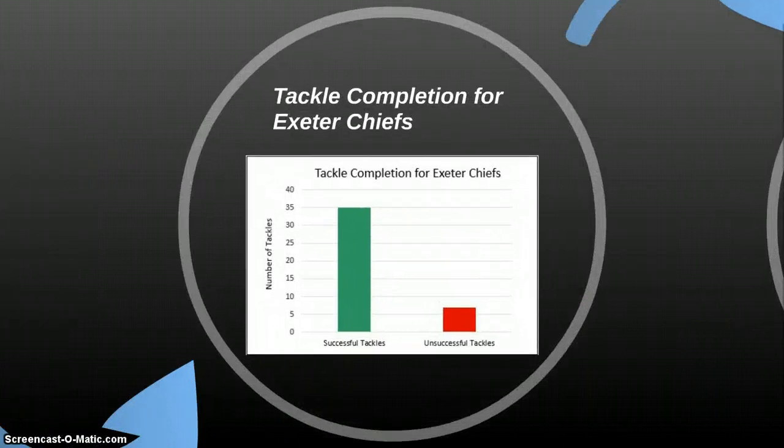This is a tackle completion for Exeter Chiefs. From the graph you can see that a total of 42 tackles were attempted. 35 of these tackles were successful and 7 unsuccessful. In percentages, only 16.6% of the tackles attempted were unsuccessful. Although only a small percentage, Toulon proved clinical. Only on 2 occasions were tackles missed by Exeter Chiefs, and Toulon scored on both opportunities.